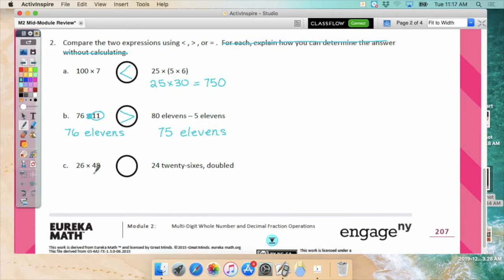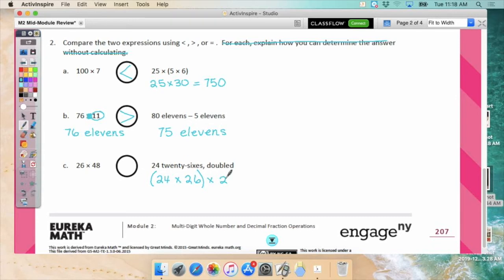Okay, so let's take a look at this one. I got this one's standard form. This one is unit form. So you want to change this one to standard form? Okay, so 24 26s would be 24 times 26. What would double be? And I think I want to do this. That's one way to think of it. Okay, so this answer doubled.